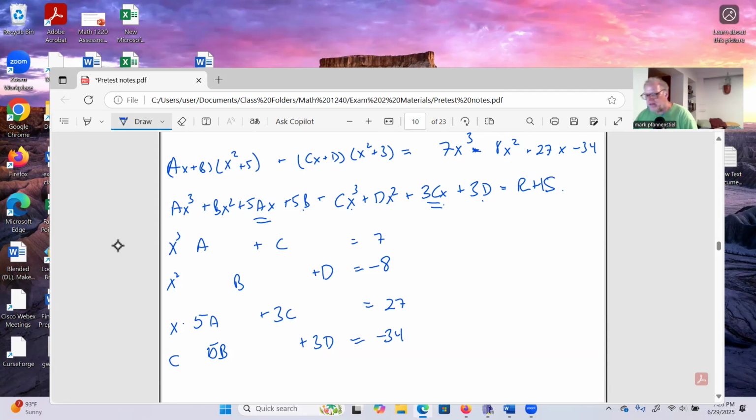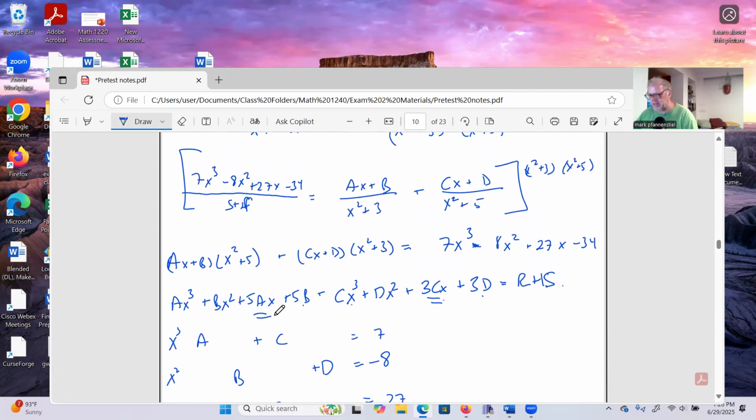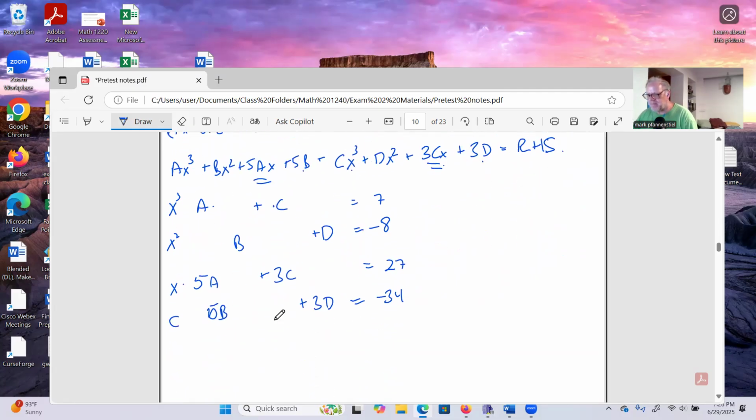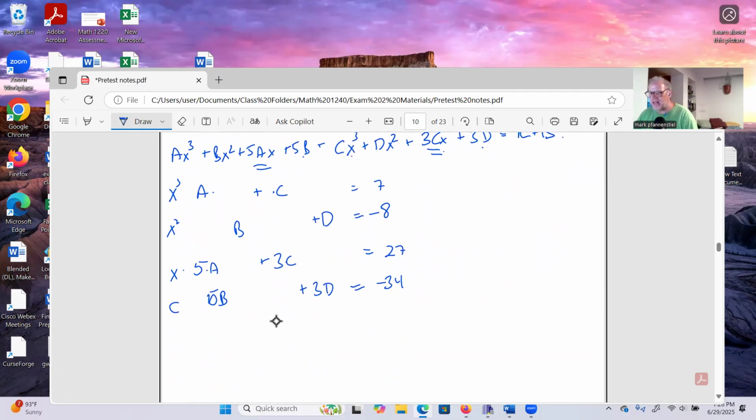Okay. Now, I'm going to make an observation here, is that a and c in both of my equations have nothing to do with b and d. So a and c are completely independent of b and d.